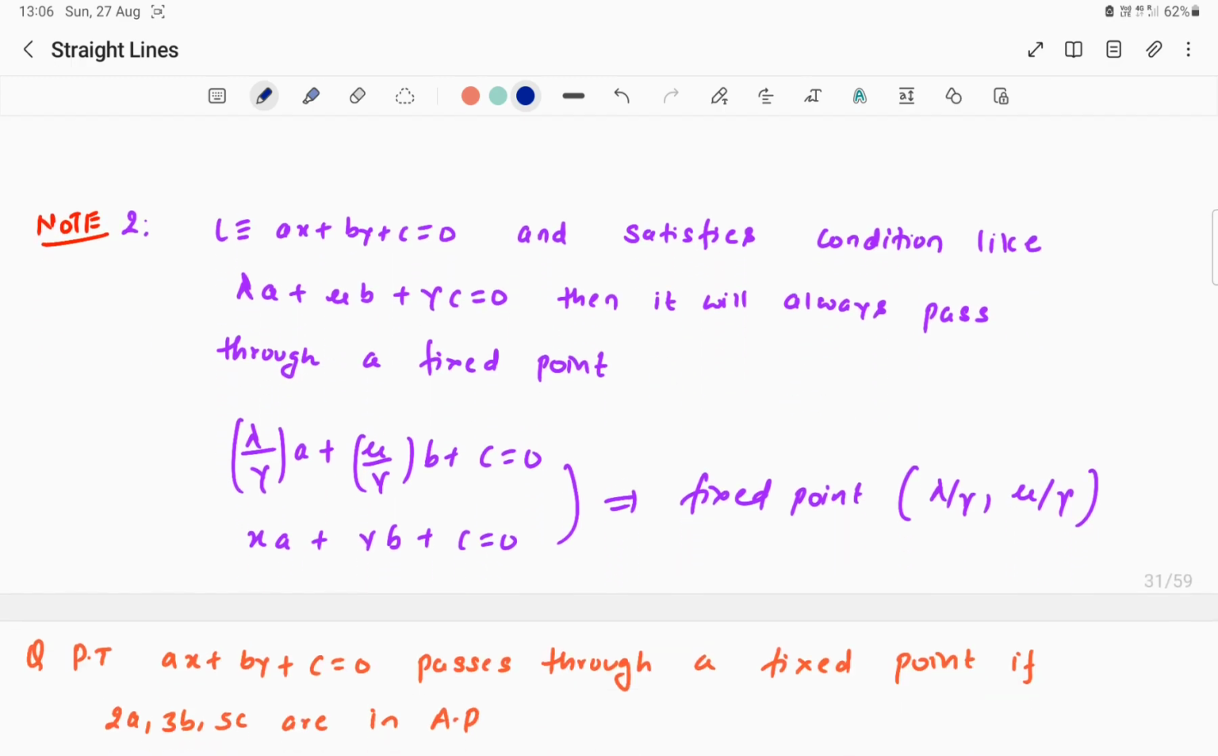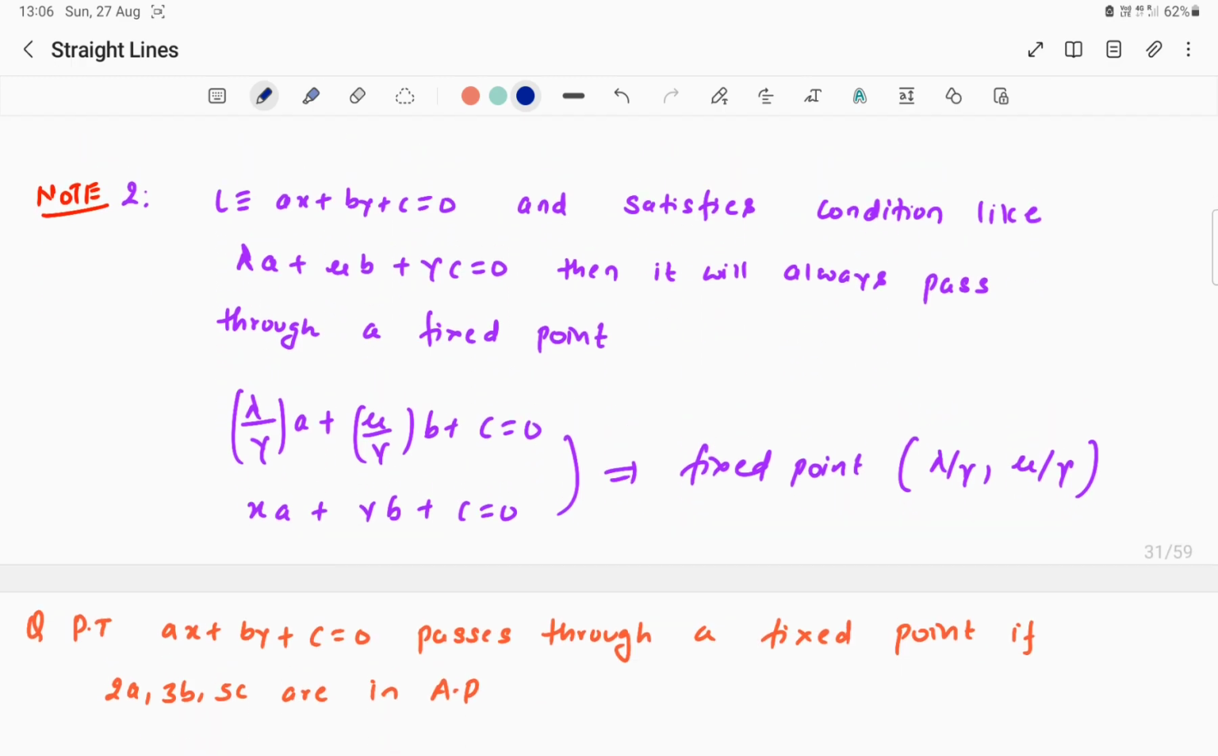Okay, so now we have another note that if there is a line L which is ax plus by plus c equal to 0, and let's say some condition is given. What do you mean by condition? It means the condition will be given in terms of the coefficients. Then we can always prove that the equation ax plus by plus c represents a family of lines and it will always pass through a fixed point.